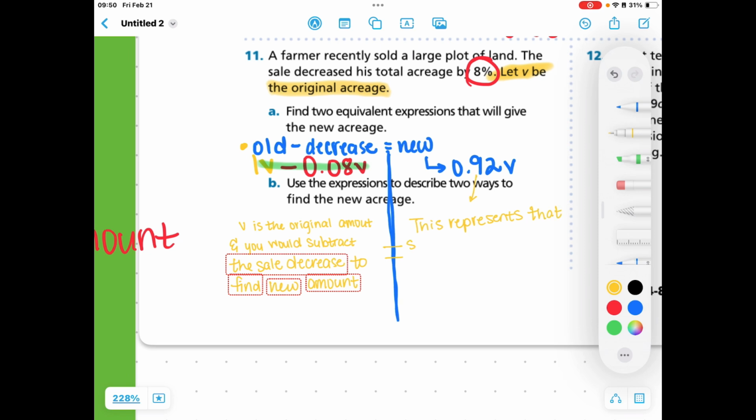This represents that subtraction, which is 92% of the original amount. Because keep in mind as well that that 0.92 is the exact same as 92%.